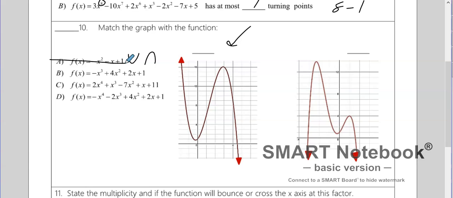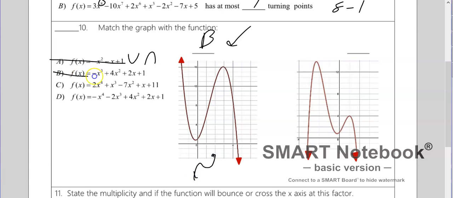B is a cubic. C is a quartic. And D is a quartic. All right. So our only choice for this one is B. It is a negative cubic. If it was a positive cubic, it would have looked like this.